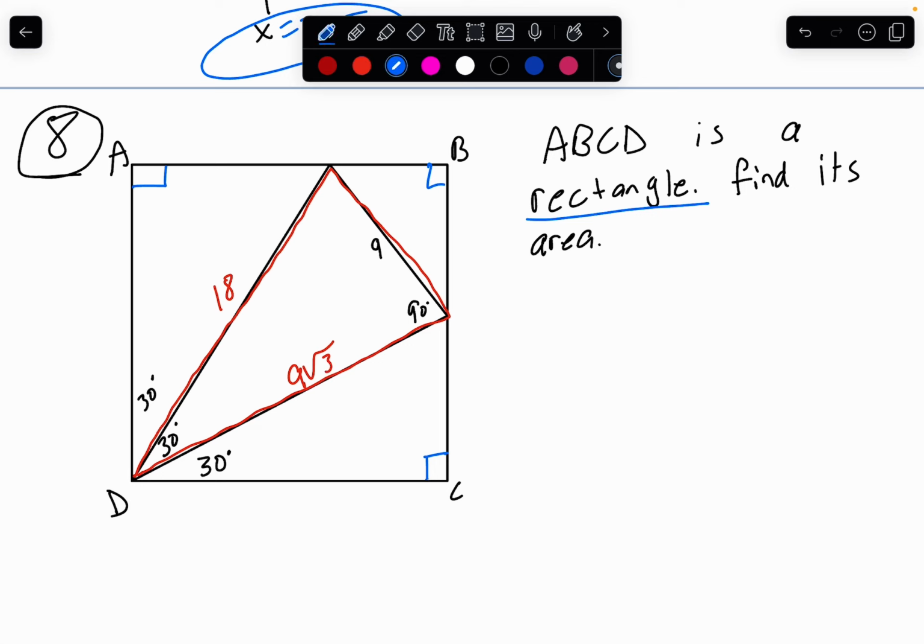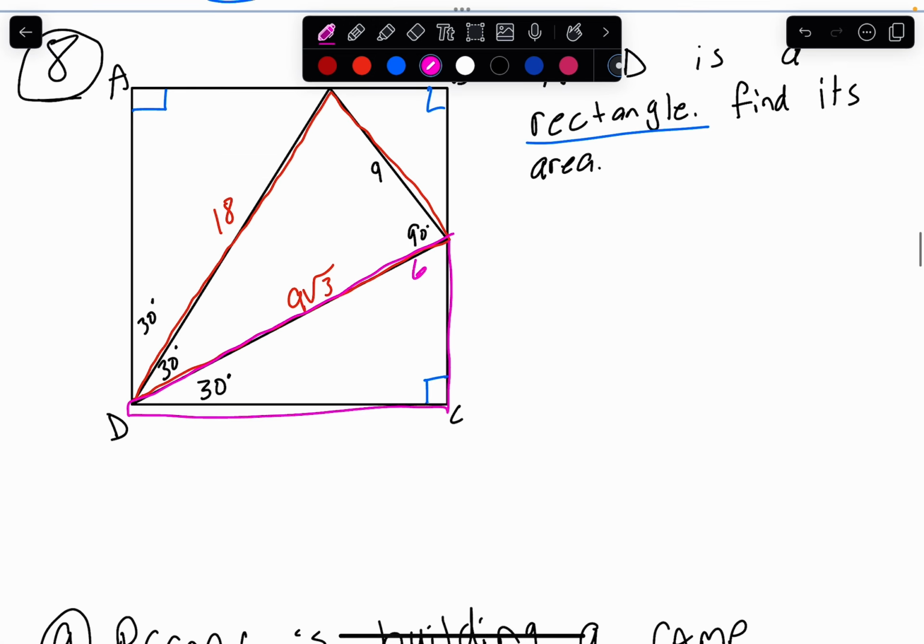Let's shift our focus to the bottom here. On this triangle, if that's 30, this would be 60. So we have the hypotenuse, so we would divide by 2. That would be 9 root 3 over 2. The side across from 60 would be 9 root 3 over 2 times another root 3.